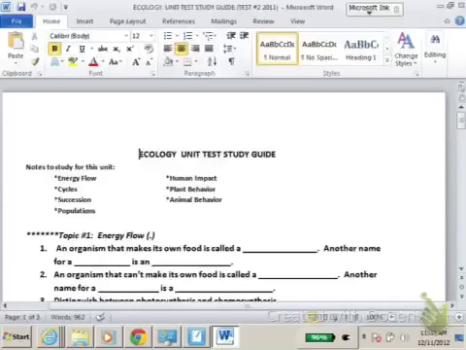First of all, number 1, an organism that makes its own food, if you'll remember, is called an autotroph or a producer. Another name for a producer is an autotroph. Number 2, an organism that can't make its own food is called a heterotroph. Another name for a heterotroph is a consumer.